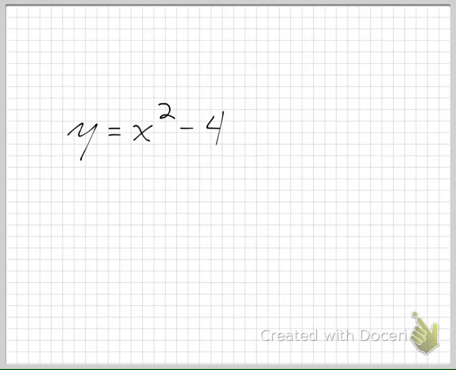Is that linear? How do you know? One of them is squared. You can just be done and say, no, it's not linear. Okay, it's not linear. It's that simple, right?